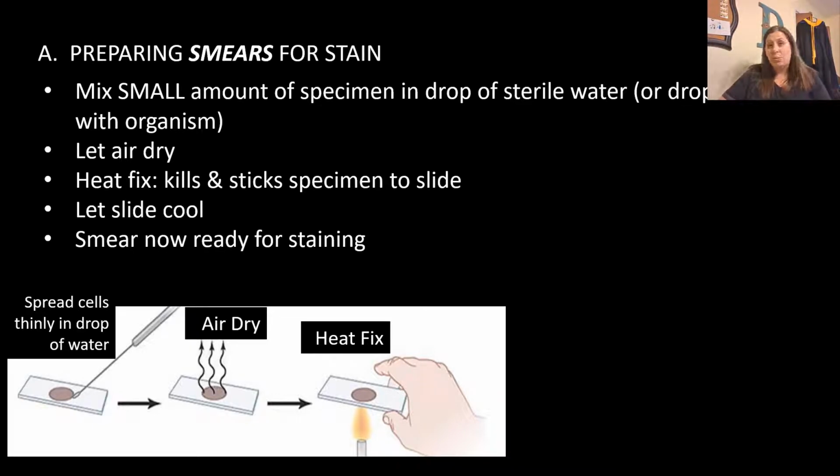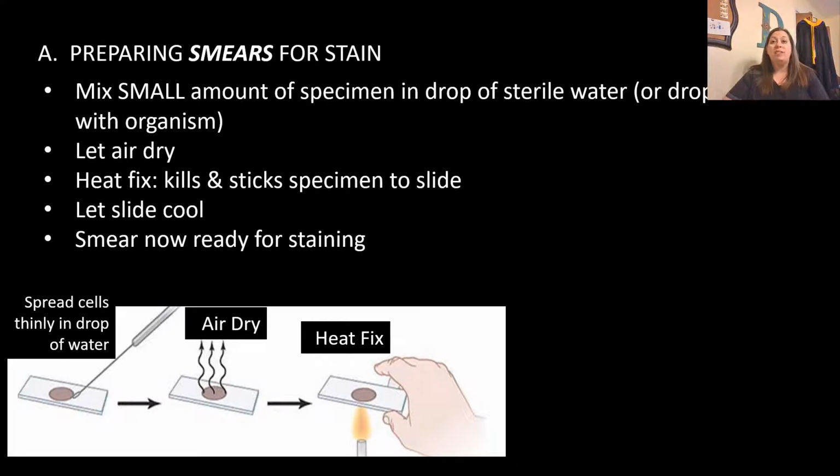Now, one thing that's super important when you're creating a smear is you need to let it air dry. Then you're going to heat fix it. We heat fix it by adding heat. This helps kill the organism, and it also helps the specimen stick to the slide, because we're going to be staining it with lots of liquids and we don't want it to wash off. Otherwise, what was the point? Because then you can't see it anyways. So we need it to stick to the slide.